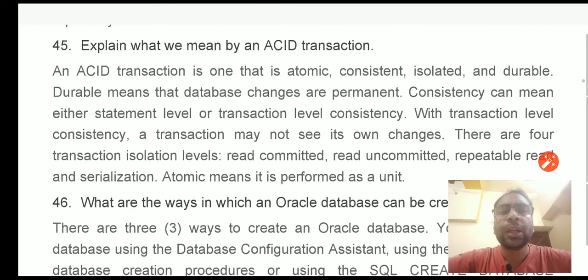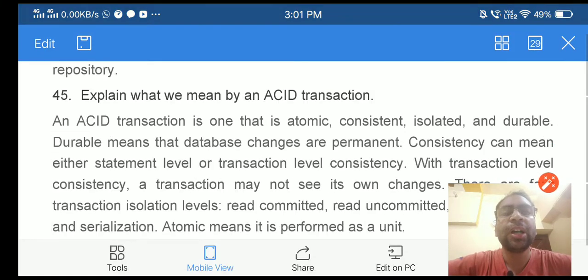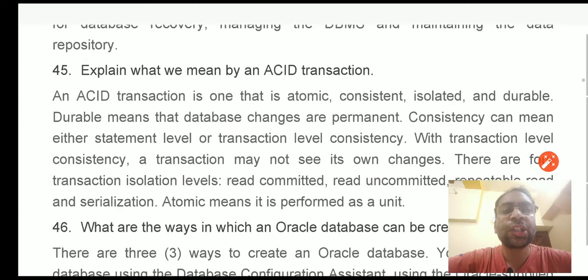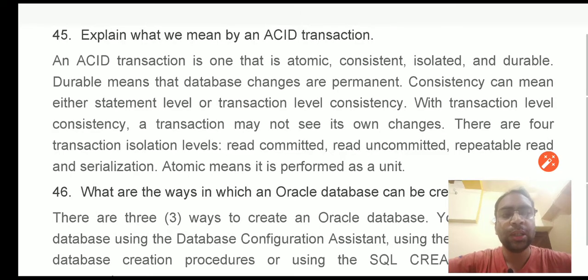The next question is about the ACID transaction, the ACID properties of a transaction. Explain what we mean by an ACID transaction, or it can also be asked as: what are the ACID properties of a transaction? The full form of ACID is atomic, consistent, isolated, and durable. So any transaction must attain these four properties.